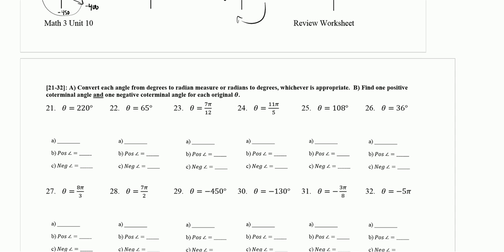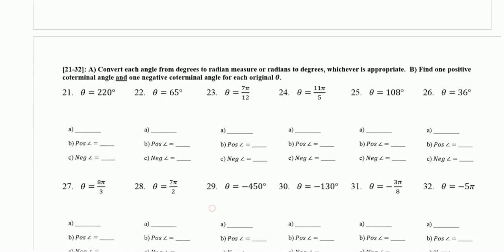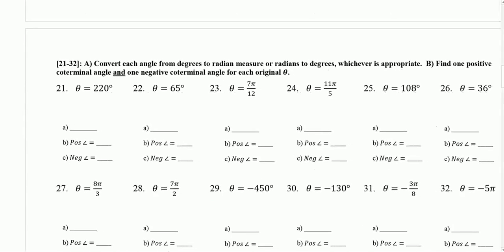Problems 21 to 32 are to convert each angle from degrees to radian measure, or radian to degrees, whichever is appropriate. Find one positive coterminal and one negative coterminal angle for each of the following. So 21, we're going to convert.